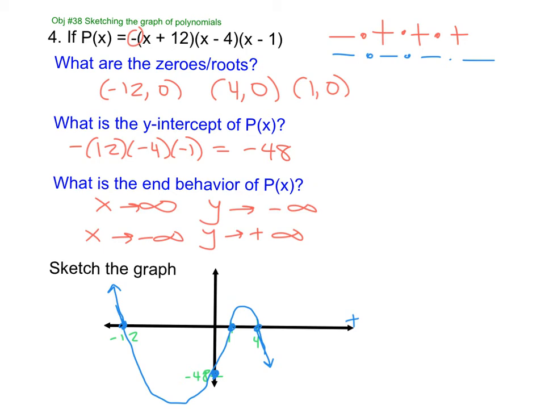Okay, so make sure, a lot of students will try to make the negative 48 their vertex. It's not. It's going to go through that. The vertex is pretty close to halfway between negative 12 and 1. It's not exactly like it is with a parabola, but it's pretty close. So don't treat the negative 48 as your vertex.